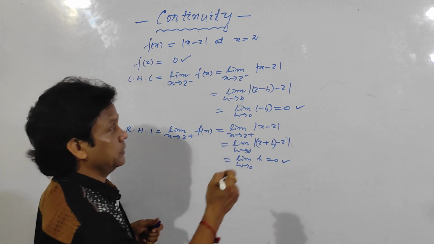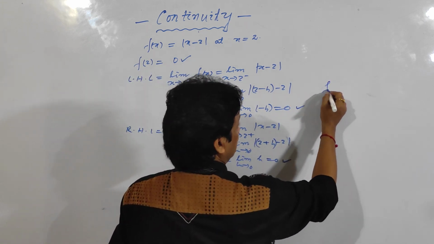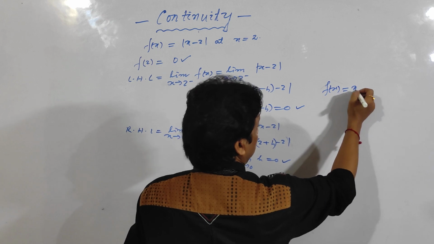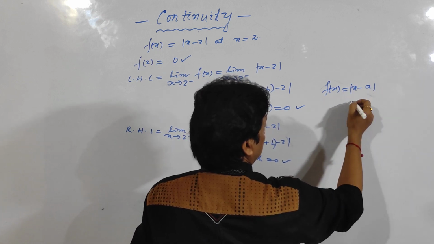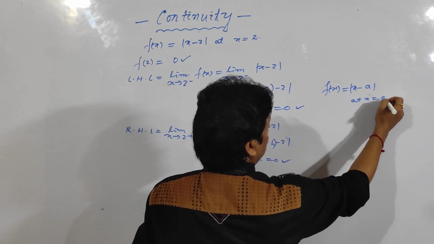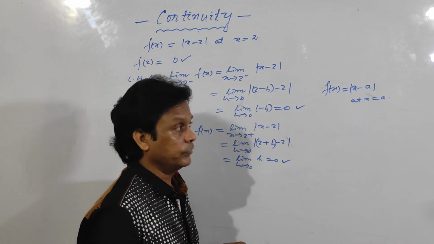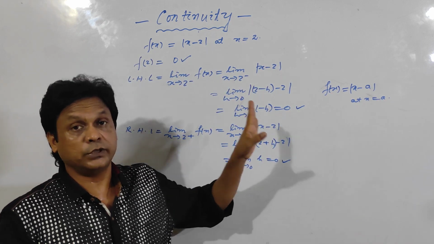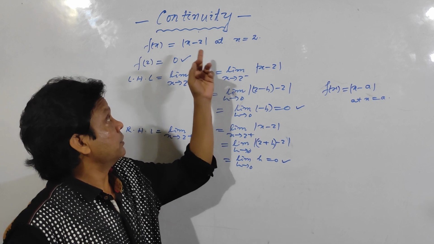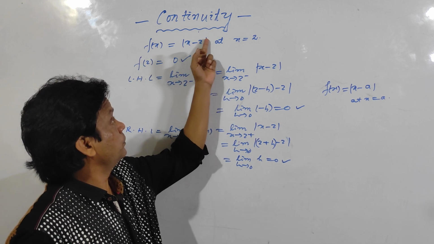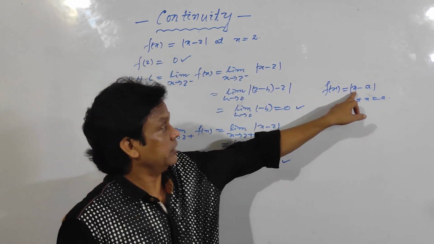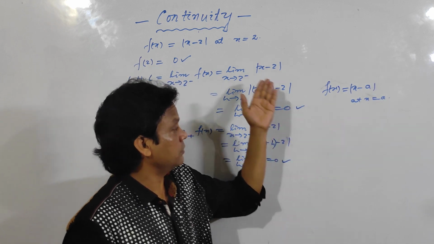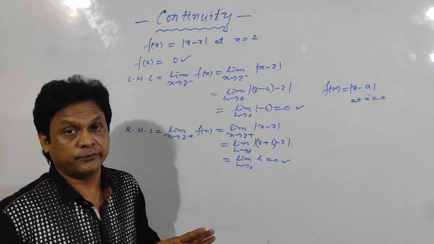So for any mod function, in general I am going to tell you, mod of x minus a at x is equal to a is always continuous at x is equal to a. Clear? So I have tested mod of x minus 2 at x equal to 2. So it is similar: mod of x minus a at x equal to a is always continuous.